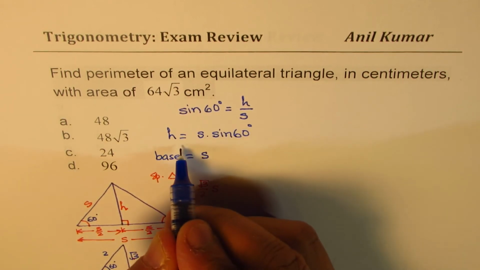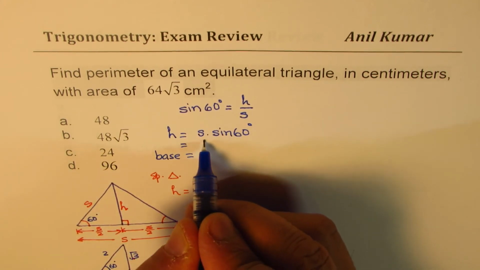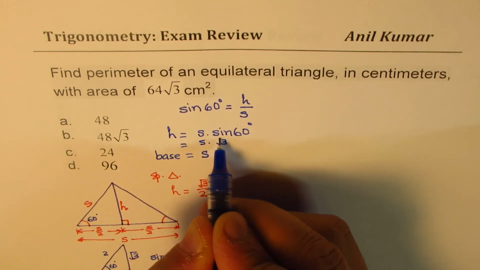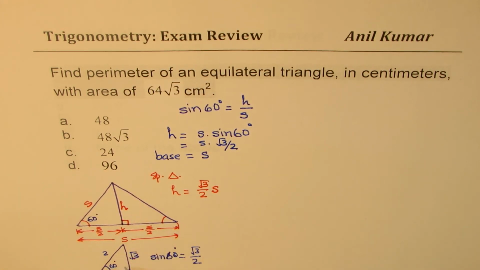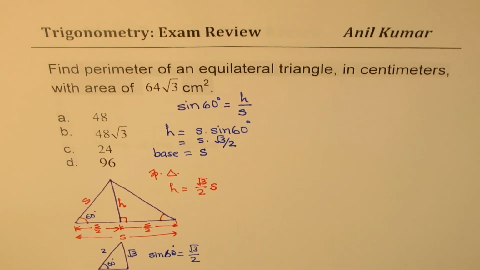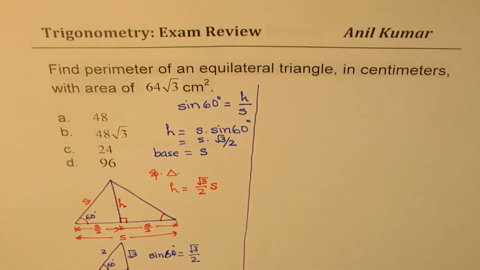So height is equal to S times sine 60, which is S times square root 3 over 2. But we could get the direct result using special triangles. Is that clear to you? Correct, so let's move forward. Now we know both the base and the height, and the question is relatively simple.